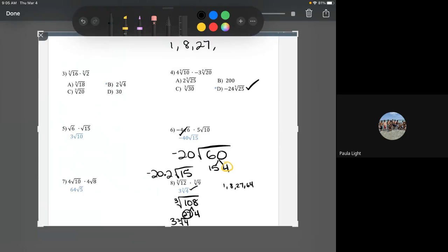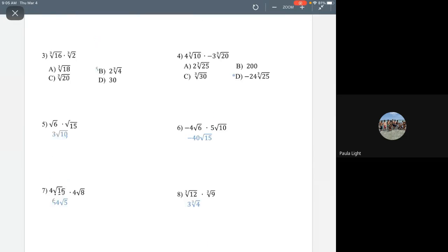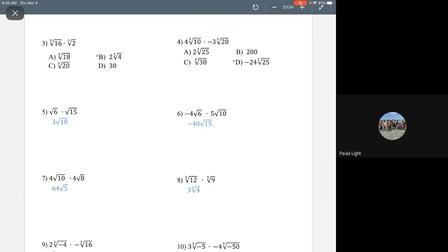So you guys are working on number 10. And I don't want to reveal the answer. Their answer could be wrong anyways. But you guys work number 10.